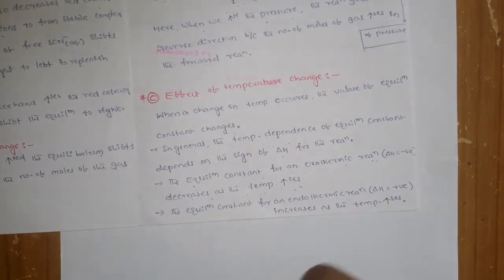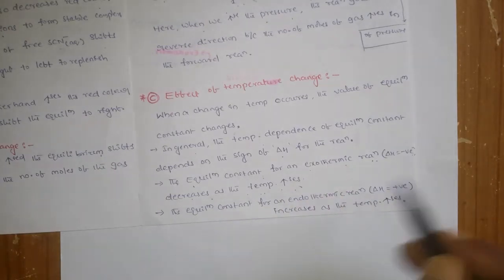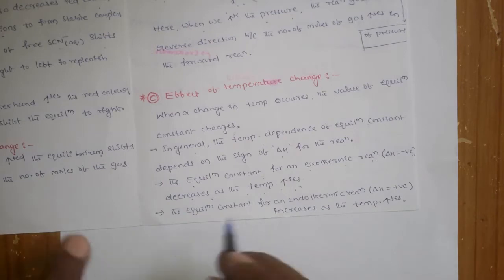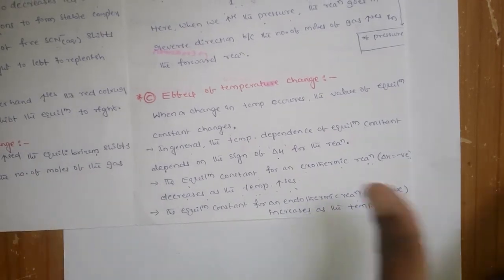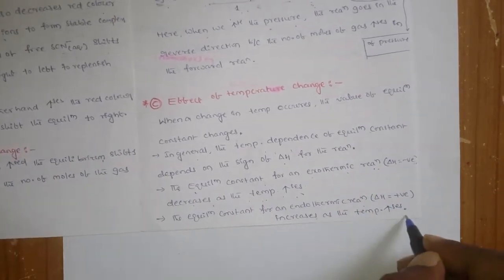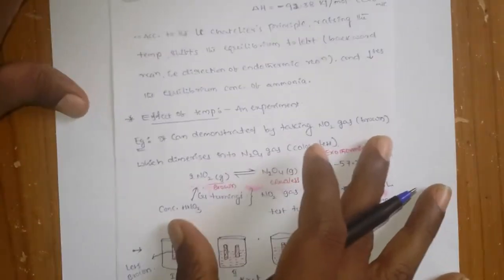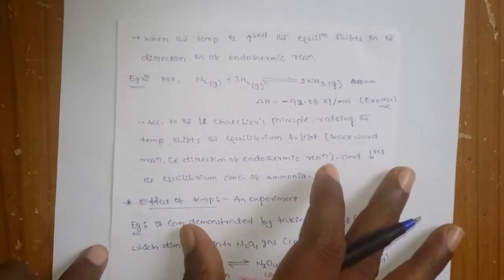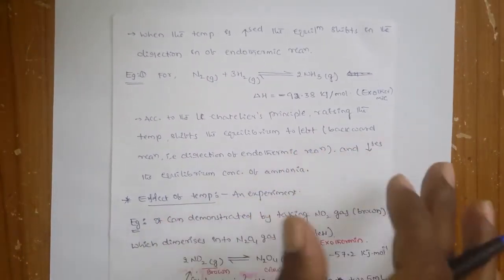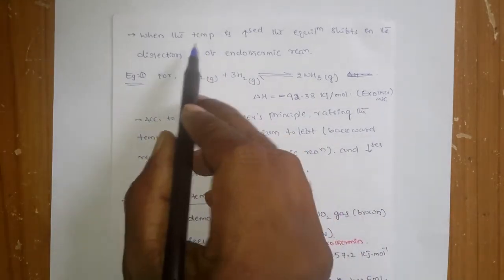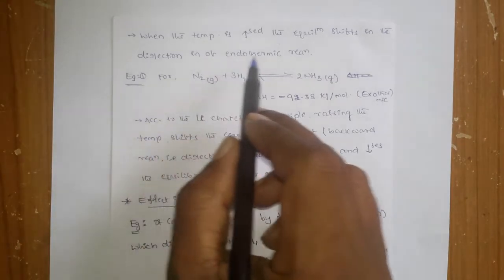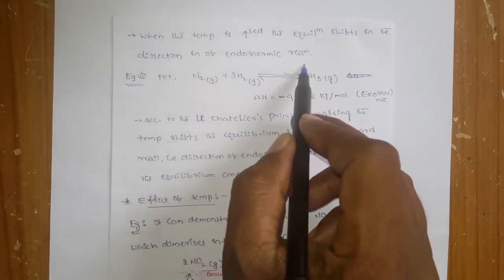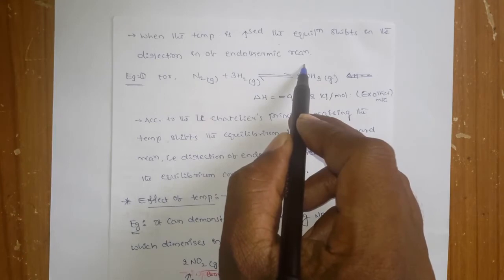And in the opposite case, if we decrease the temperature, then the Kp or Kc value, the equilibrium constant, will increase. Similarly, the equilibrium constant for the endothermic reaction increases as the temperature increases. So increasing the temperature is favorable for endothermic and not favorable for exothermic, it is against. So when the temperature is increased, the equilibrium shifts in the direction of the endothermic reaction.